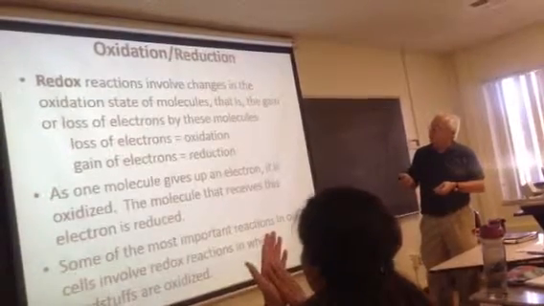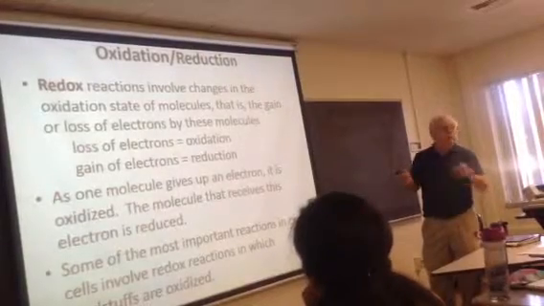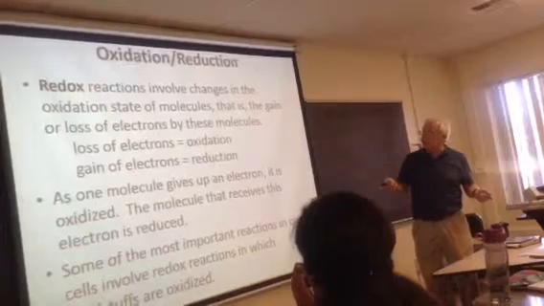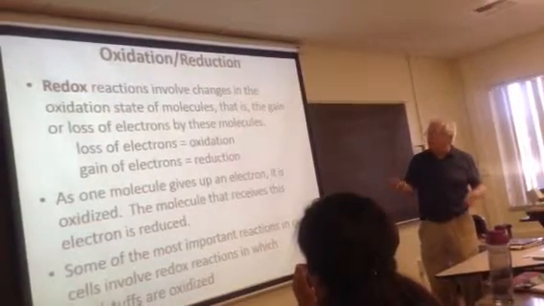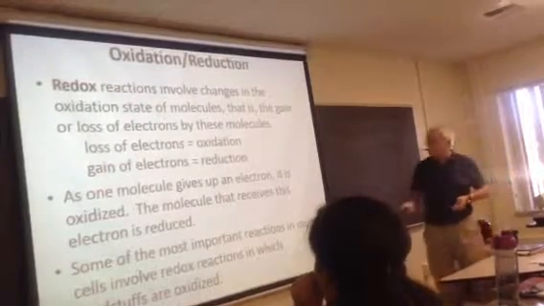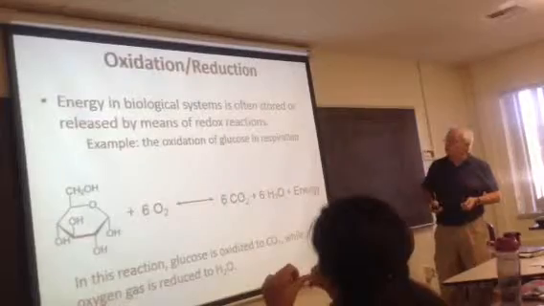If something loses electrons, it's being oxidized. If it's giving up an electron, something else must be gaining it. So as something gets oxidized, something else is picking up the electron and being reduced. So this is really critical stuff for breakdown of foods.